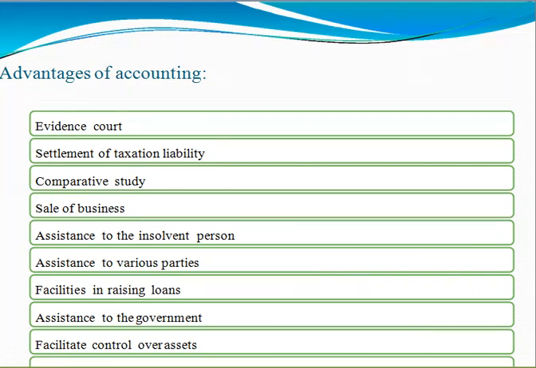Next one, assistance to the government. Our accounting information also assists the government in collecting tax from us. And the last one is facilitating control over assets. We can control our assets. Assets means our property, fixed assets, current assets; we can control them. Okay, this is all about advantages of accounting.